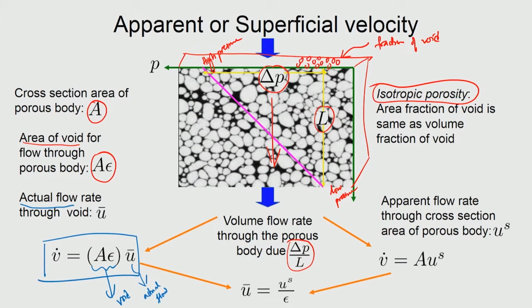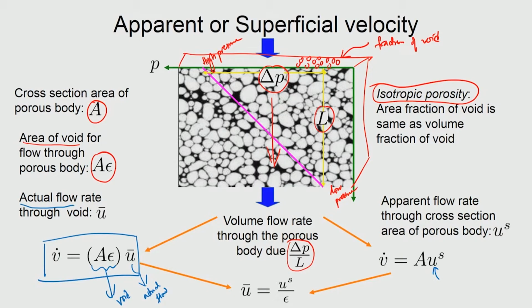However, this is not useful in the sense that it is very difficult to measure the actual flow rate through the voids, because the voids are very small and of different sizes in different locations in the body. So, what is useful is to check the superficial velocity. Superficial velocity is defined as the velocity as if the fluid is going through the entire cross section of the porous body.